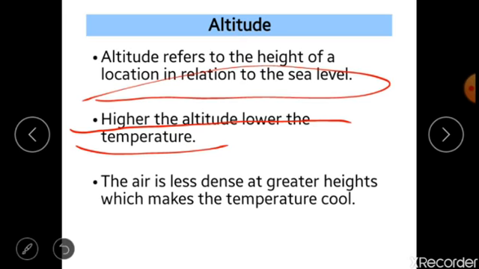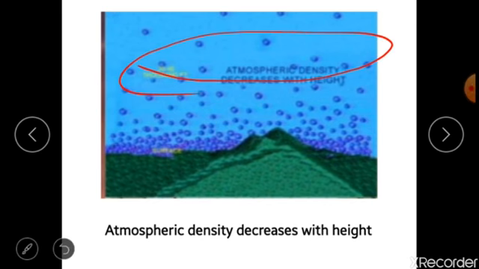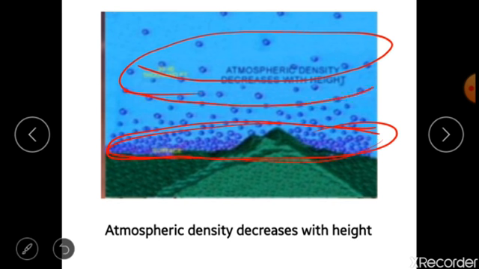Why does this happen? This happens because the air is less dense. The air is less dense in higher areas, which means it carries fewer gases and particles and is able to absorb less heat, which is why there is lower temperature. As you can see in this picture, the air is more dense in the lower regions while it is less dense in the upper or higher regions.